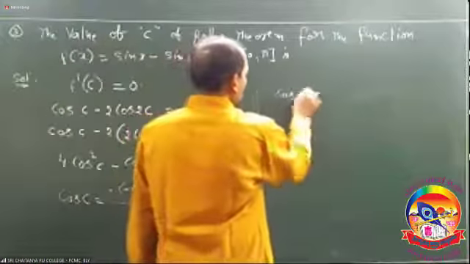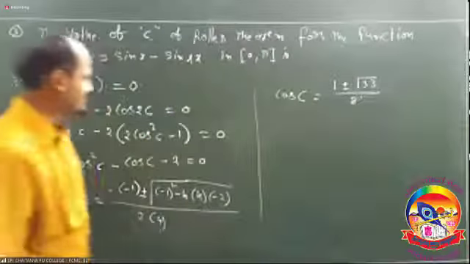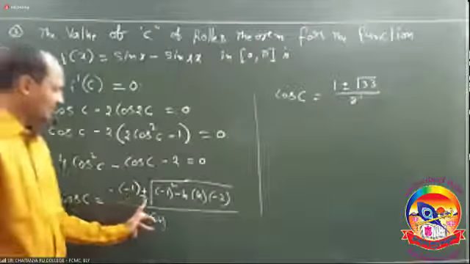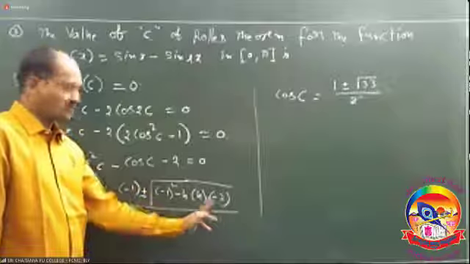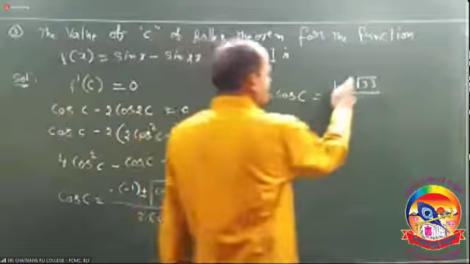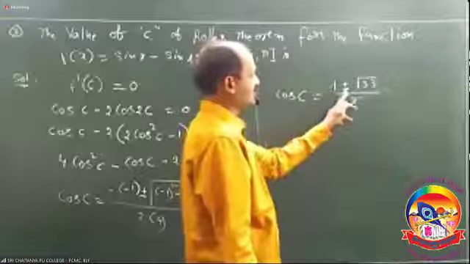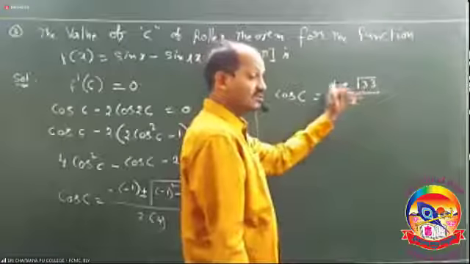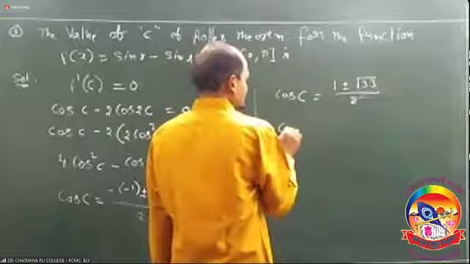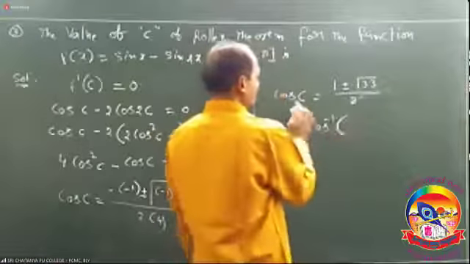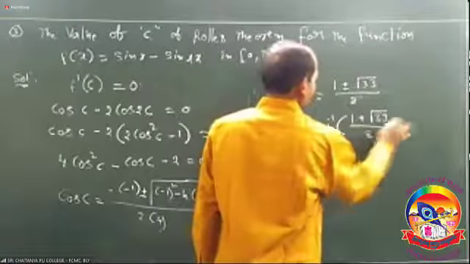Therefore, cos c is equal to 1 plus or minus root 33 divided by 8. Minus b is 1, and b square is minus 1 whole square, which is plus 1. Then minus 4ac is plus 32, so 1 plus 32 is 33. Therefore, it is 1 plus or minus root 33. Here, only the positive value exists. The negative does not exist. Why? Because 1 minus root of 33 is a total negative value, but cos is between minus 1 and plus 1 only. So c is equal to cos inverse of 1 plus root 33 divided by 8. That is the c value.